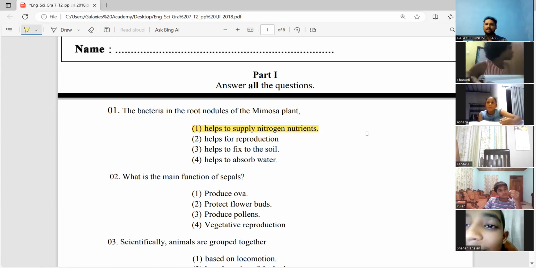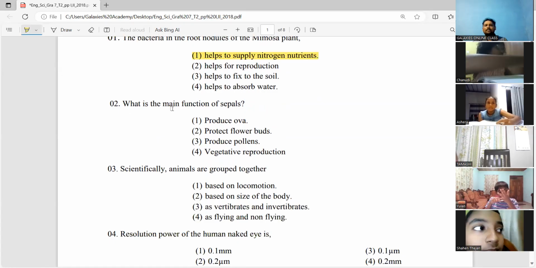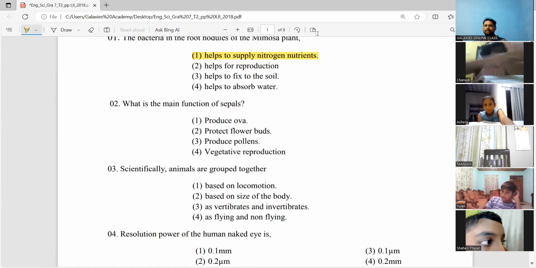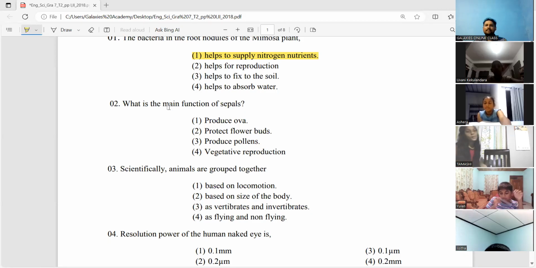You can check the answers, okay? Take a red color pen and check the answers. What is the main function of the sepals? Sepals, do you remember? Sepals mean what? Protect. What's the color of the sepals? Green. Green color, no? Yes. What's the main function of sepals?